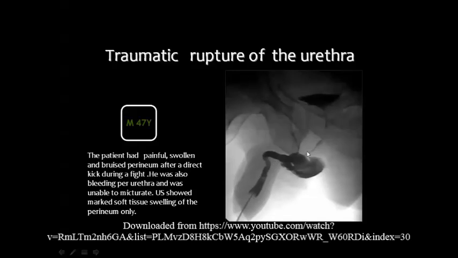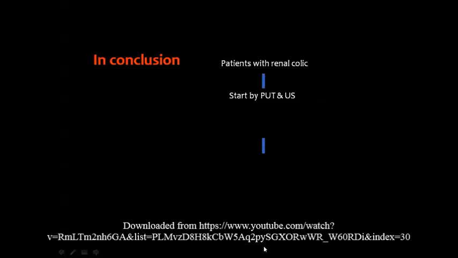And the ascending urethrogram showed extravasation of contrast material outside the urethra into the soft tissues of the perineum, diagnostic of post-traumatic urethral rupture. Then finally, we came to the conclusion. We looked at the clinical picture of the patient and we selected the optimal diagnostic procedure.